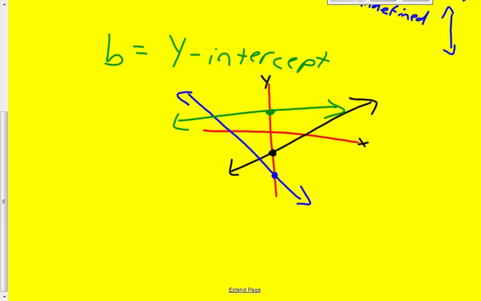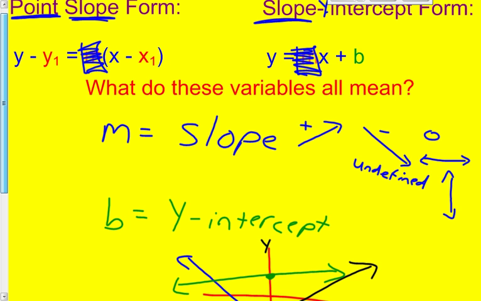So whenever you see the letter B, that is our y-intercept. It's where it crosses the y-axis. So that takes care of this letter. Let's next talk about x1 and y1. It's located right here, y1 and x1.